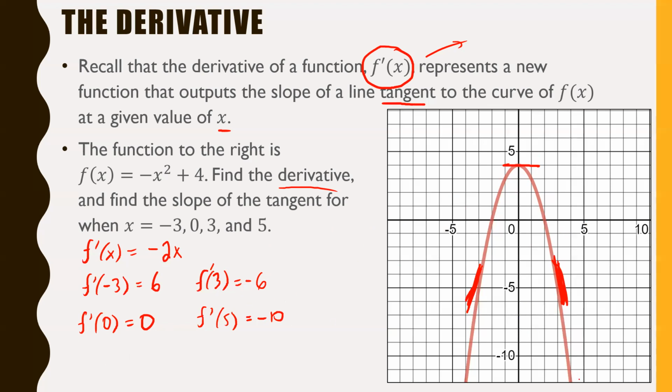And then when x is 5, it's off the charts here, but we'd be way down there. And I think you can agree it's going to be a really steep negative slope. So yeah, -10, that makes sense to me.